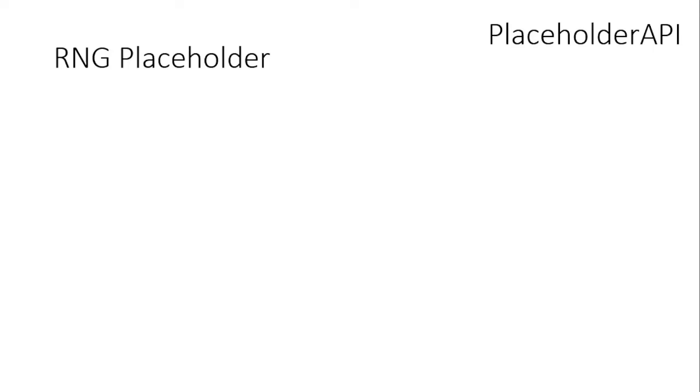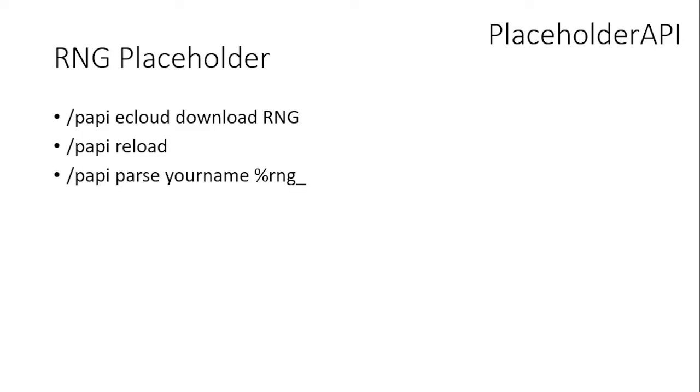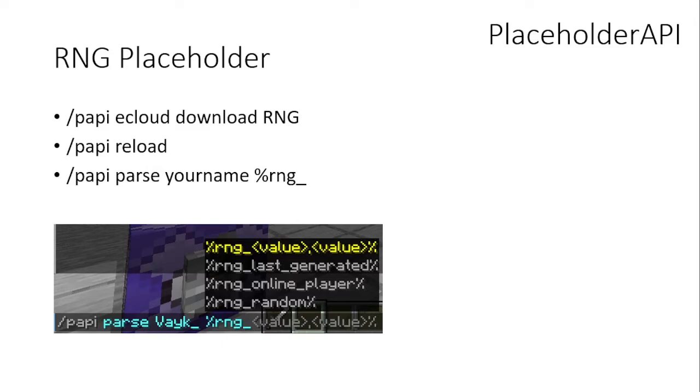To have it, you have to install the extension of RNG, then reload the plugin, and then you can test with this placeholder by running the next command: /papi parse <your name> %rng_. Once you do it, you will see the values that you can use. We will use the first one, RNG value and value.